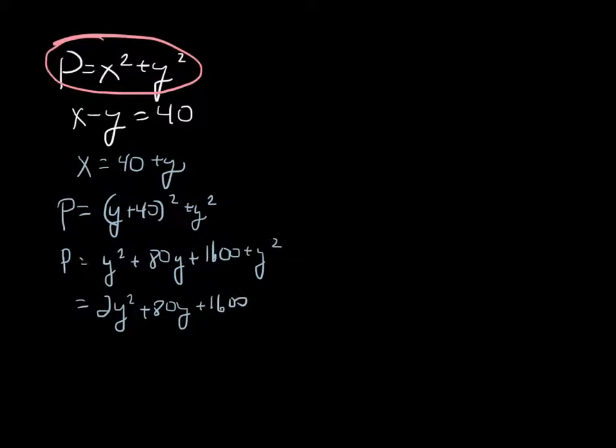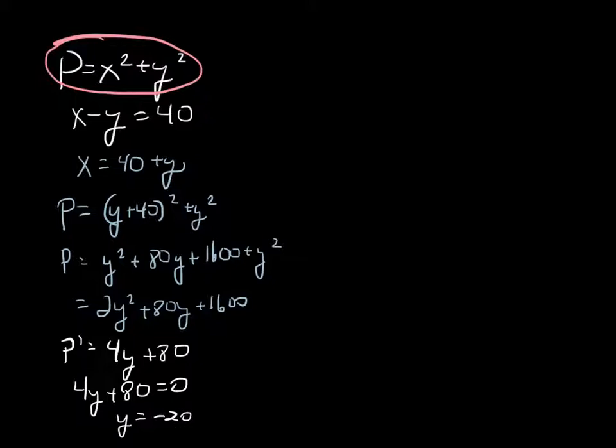Okay, so the derivative of p is 4y plus 80. To find the critical numbers, we set our derivative equal to 0, and y turns out to be negative 20. But we need to justify that. We need to use the first derivative test or the second derivative test. The second derivative test is kind of nice here because the second derivative is constant at 4, which means that the second derivative at negative 20 is always 4, which is positive.